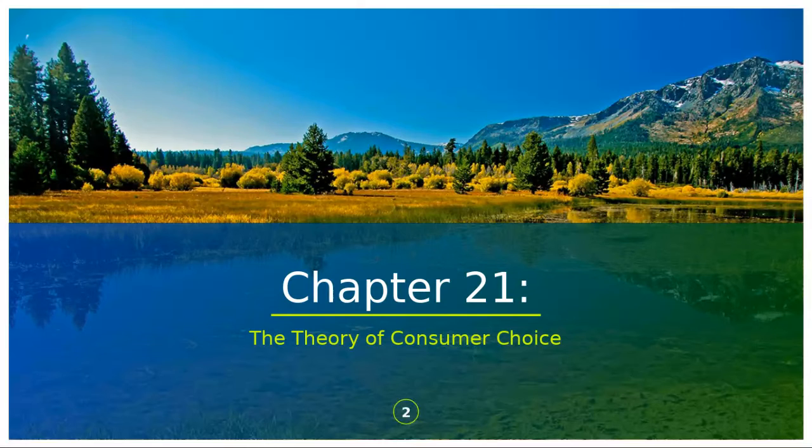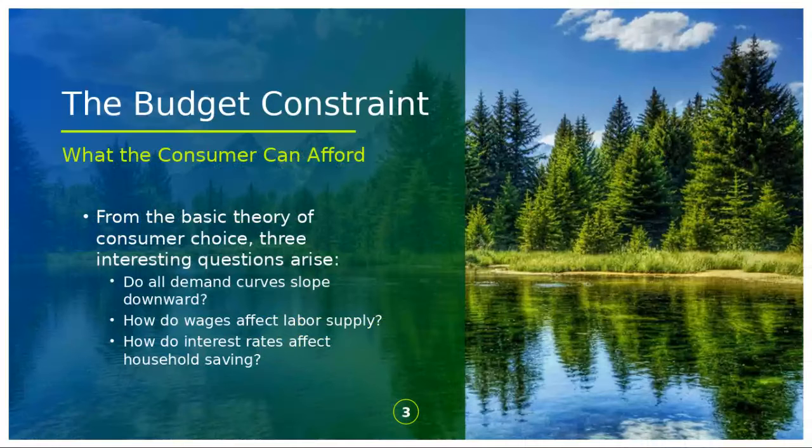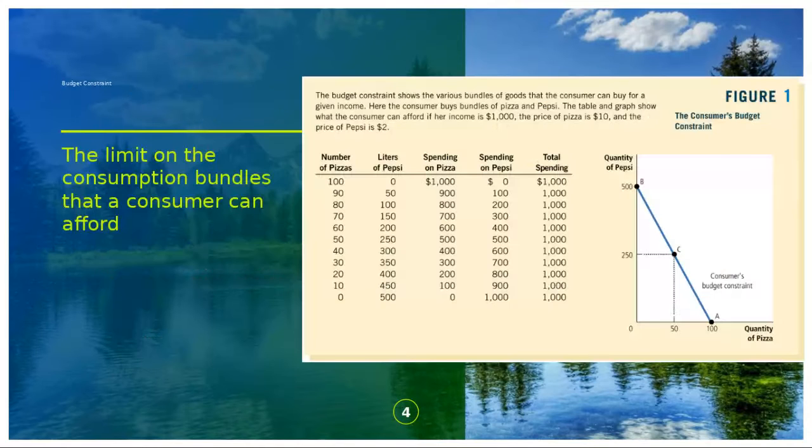And with that, we're going to hop right into it with the introduction of a few questions and the concept of the budget constraint, or what the consumer can afford. Before we get into the budget constraint, though, I want you to keep these in mind. From the basic theory of consumer choice, we have three interesting questions which arise. First question is, do all demand curves slope downward? The second question is, how do wages affect the labor supply? And our third question, how do interest rates affect household saving? Now let's hop into the budget constraint.